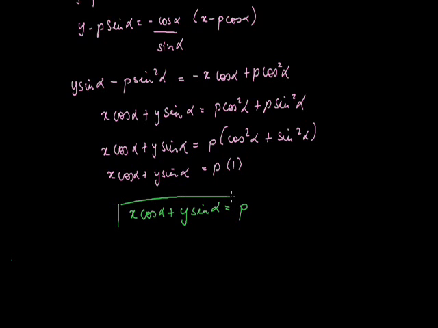So this is the equation of the line for which the length of the perpendicular from the origin is small p, and this perpendicular makes angle alpha with the positive direction of the x-axis.